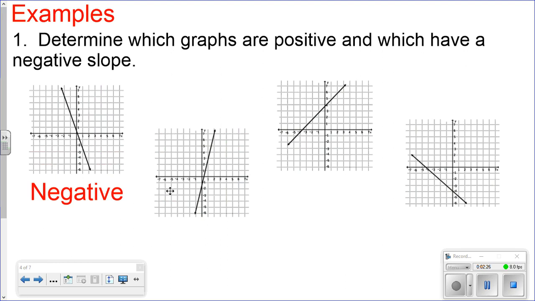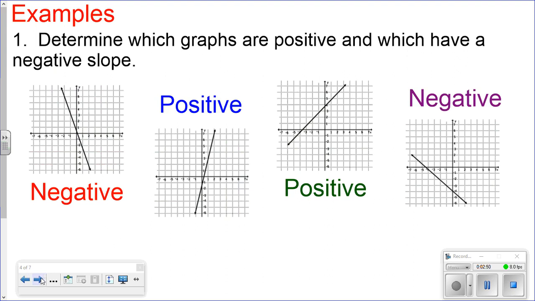As we read the graph from left to right, the first point we come to is this one, and then it goes upward, so it's positive. Reading the graph from left to right, we start here, and you can see that it's positive. Reading the graph from left to right, we start over here, and we see that it's going down, so it is negative.